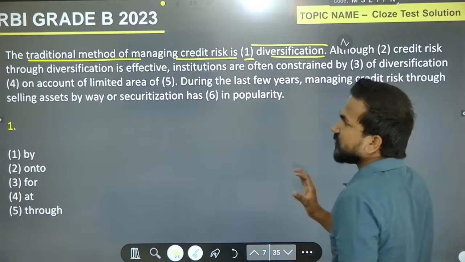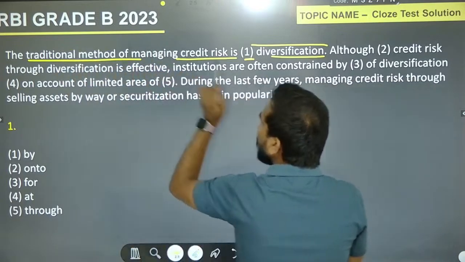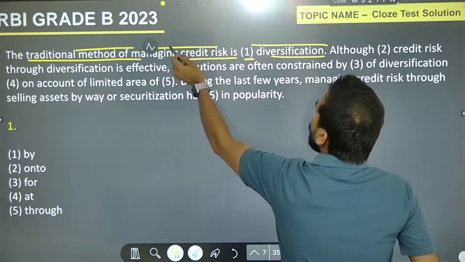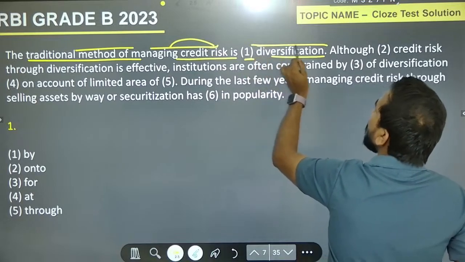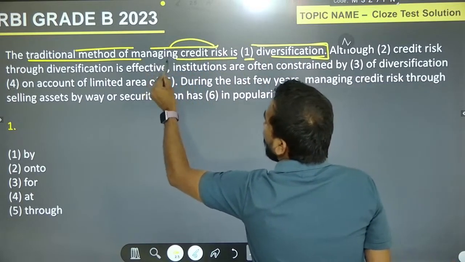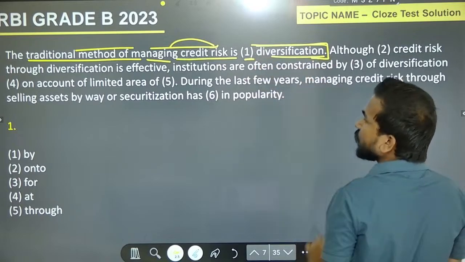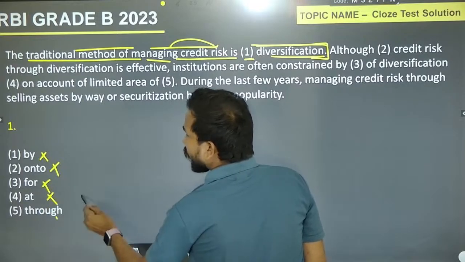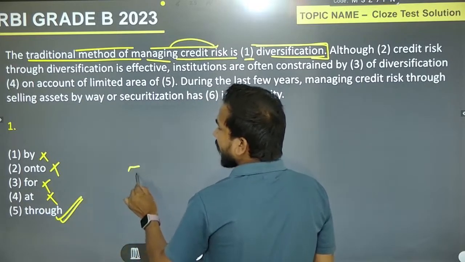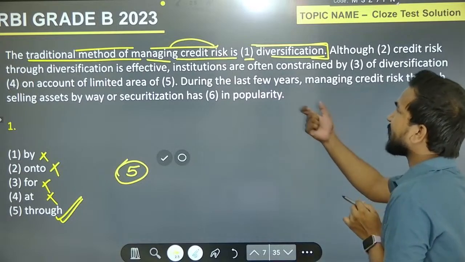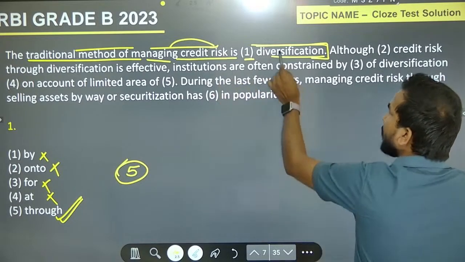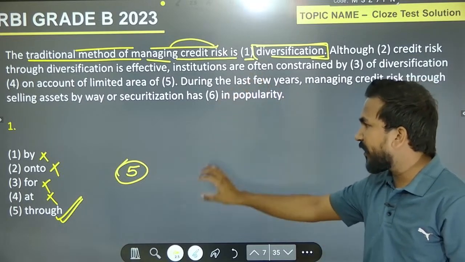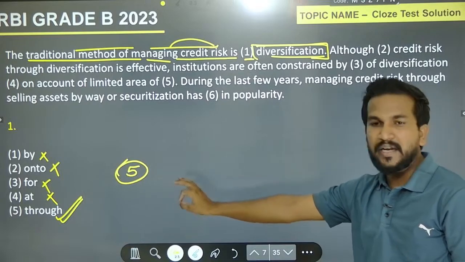Diversification is a source actually. The traditional method of managing credit risk, what we are going to do, we are going to manage credit risk through diversification. So it must be by, onto, for, at or through. Through is the source actually, and that is the source of managing credit risk. And what is the source? The source is diversification. So what it must be? It must be 5, that is through.